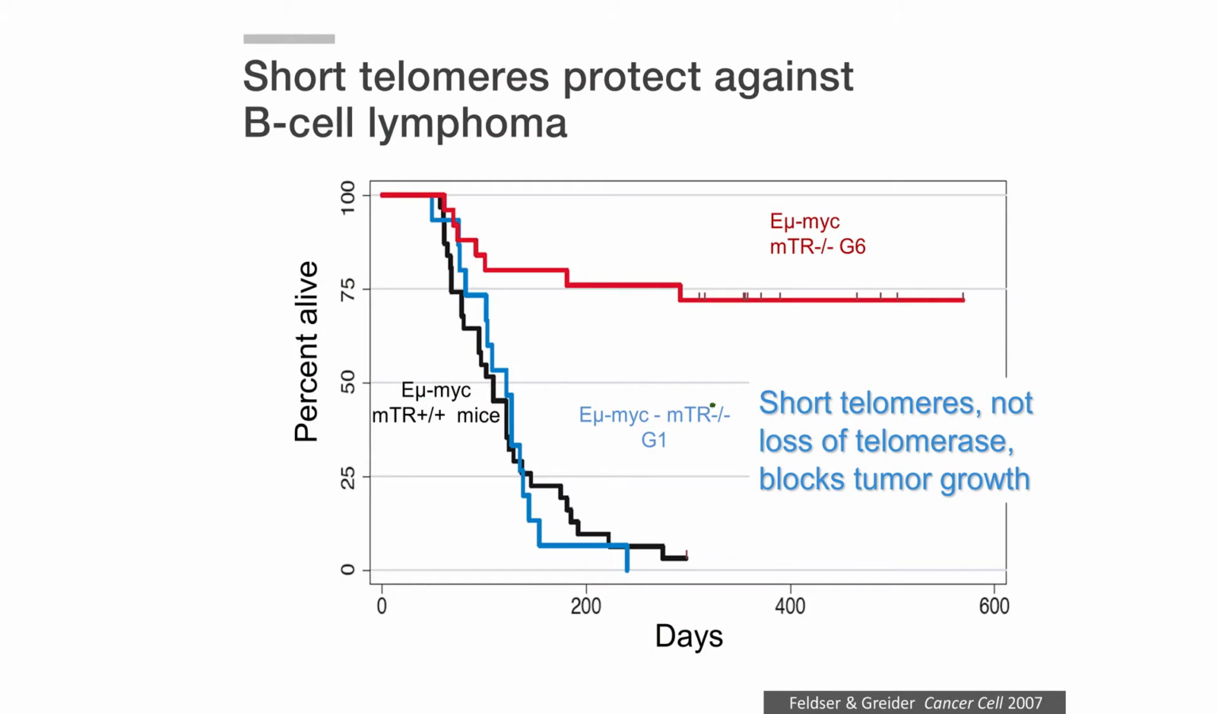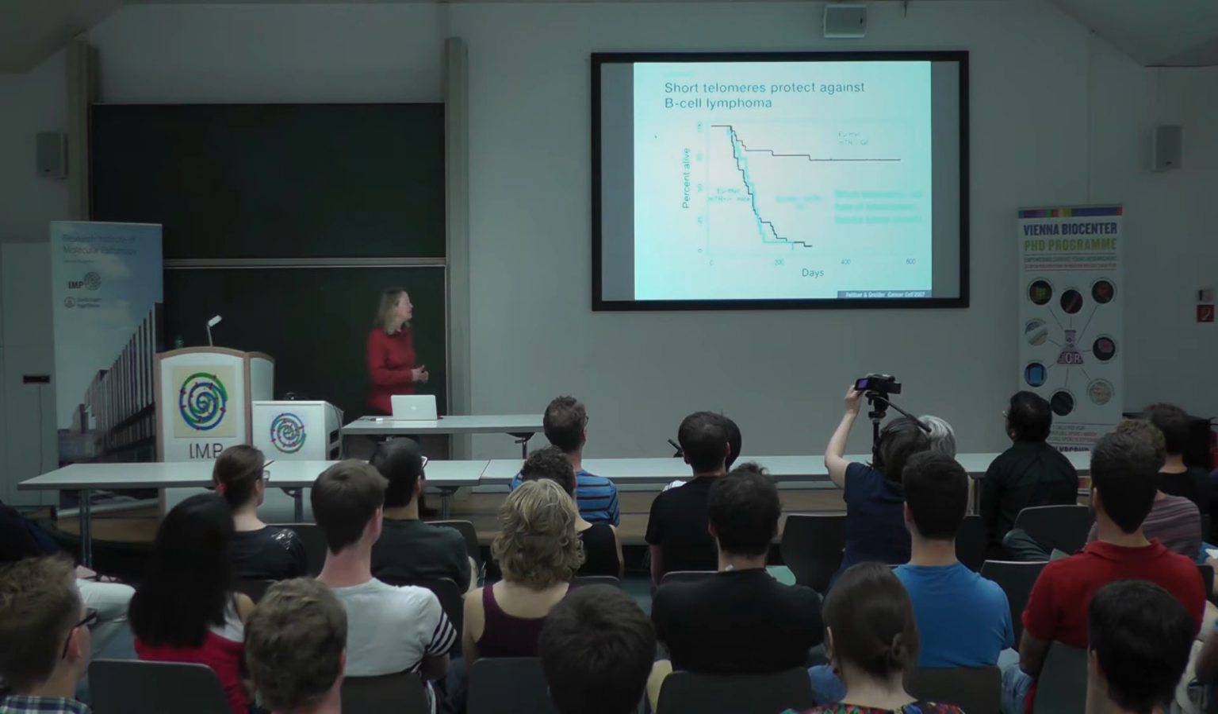So again, it's not the loss of telomerase, but rather it's the short telomeres that block tumor growth. If it were the absence of telomerase, then you would see this effect in the G1 null animals. So it must be the short telomeres that are causing this effect.